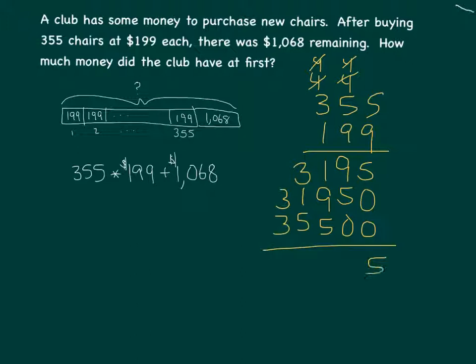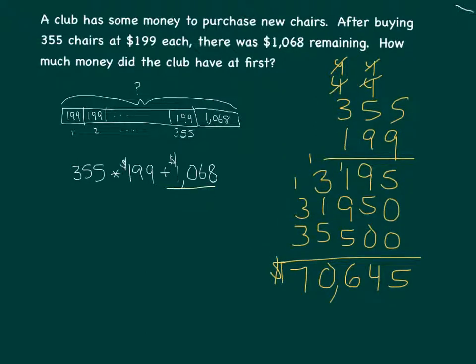Add them up. 10, 11, 16, 4, 5, 10, 6, 7. I get $70,645. That was what we paid for the chairs. Now we need to add the $1,068 that I had left over.